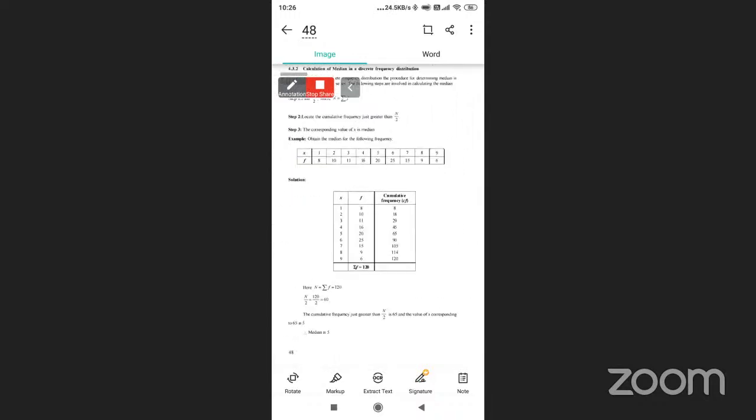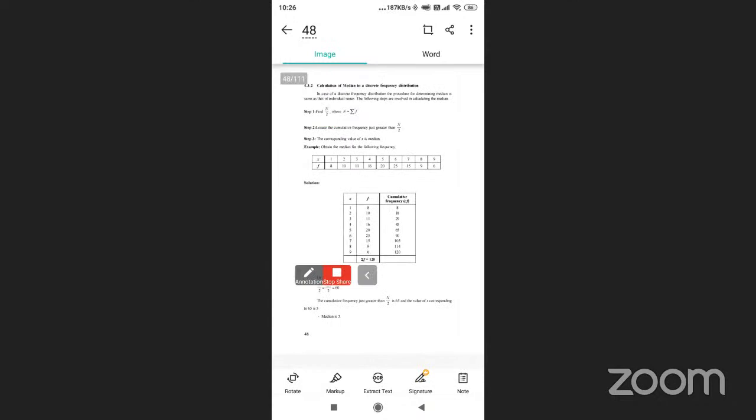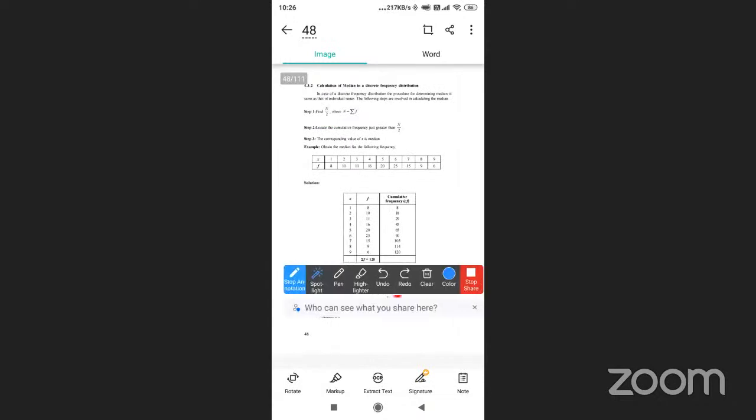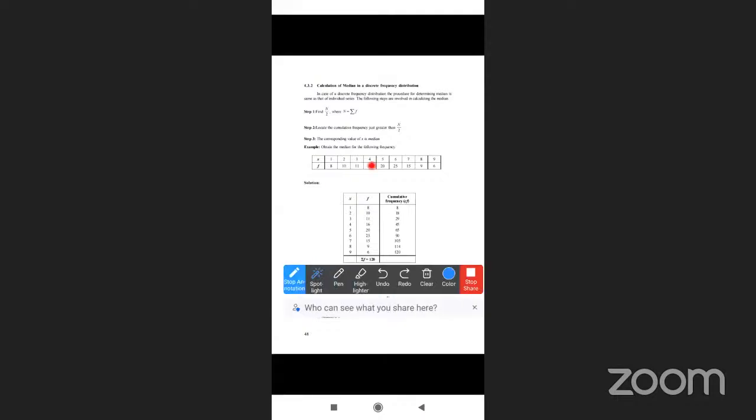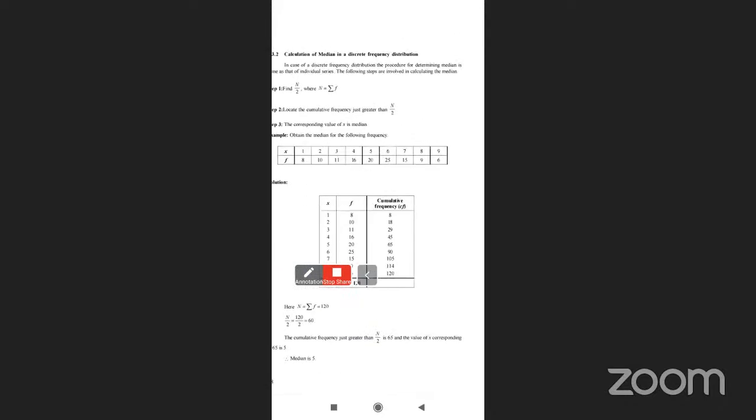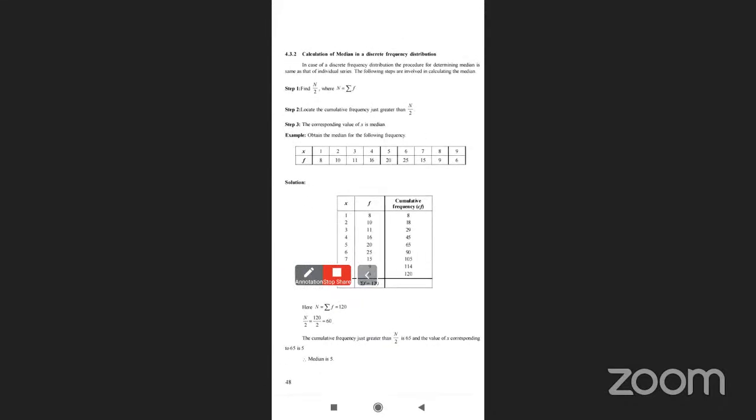Now coming to calculation of median in a discrete frequency distribution. In case of discrete frequency distribution, the procedure for determining median is the same as that of an individual series. Same formula, same use. But here, you should take n equal to capital N because it is a frequency distribution. When given individual observations, you should take small n. Now find n by 2, sigma f equals N, same.